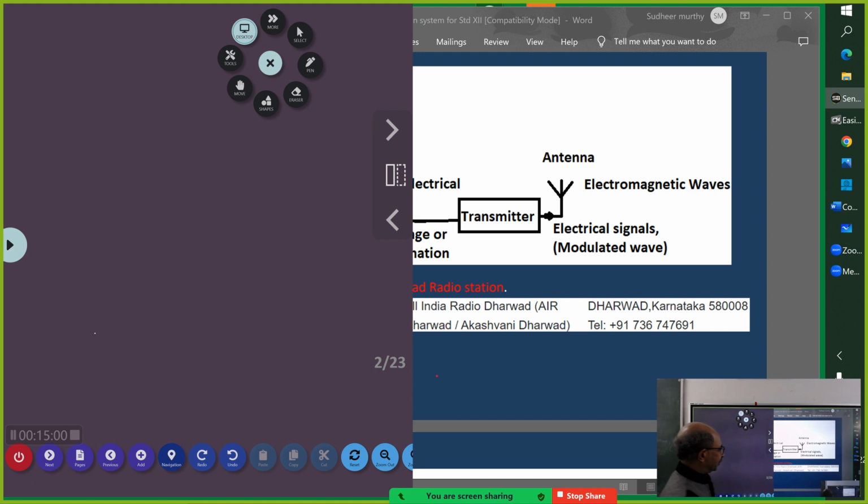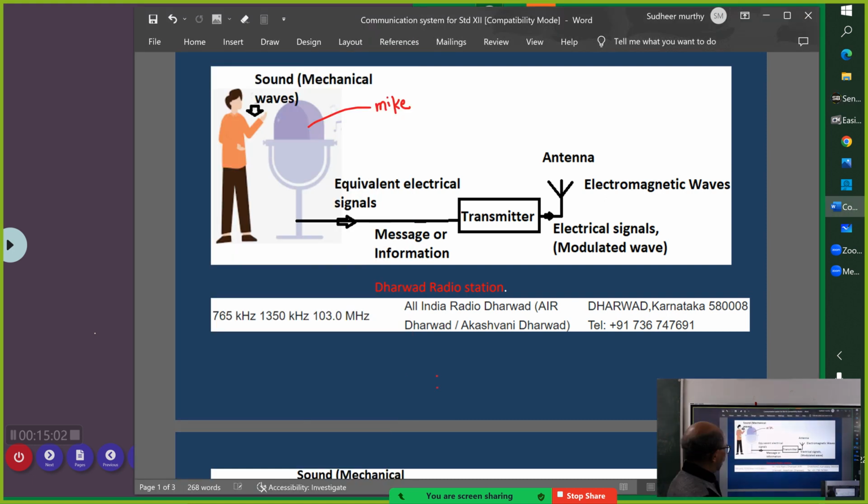Equivalent. I said equivalent. So equivalent electrical signals, we call it the message or information. Then it is put into the transmitter. We will learn about the transmitter in detail. Then there is an antenna. The symbol for the antenna is shown like this, and then it is put out in the form of electromagnetic waves, and that goes into space. Clear?